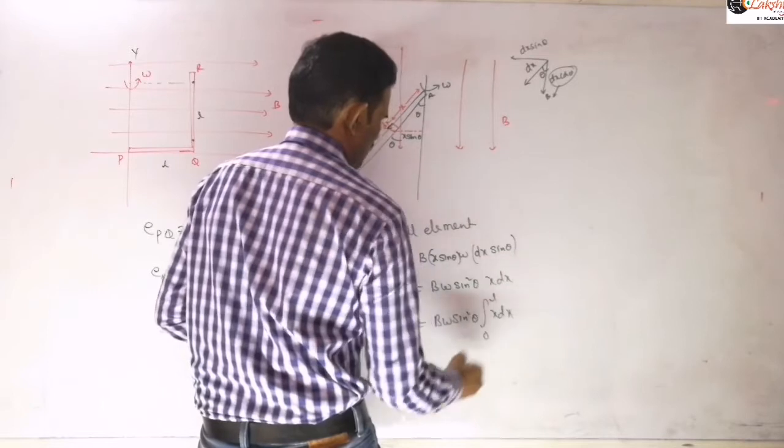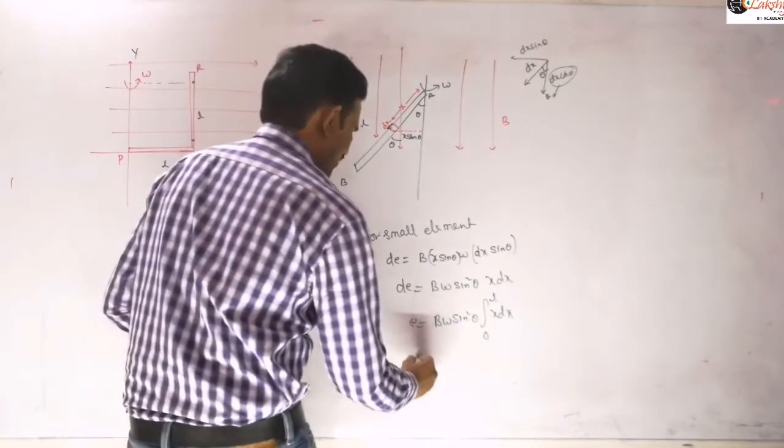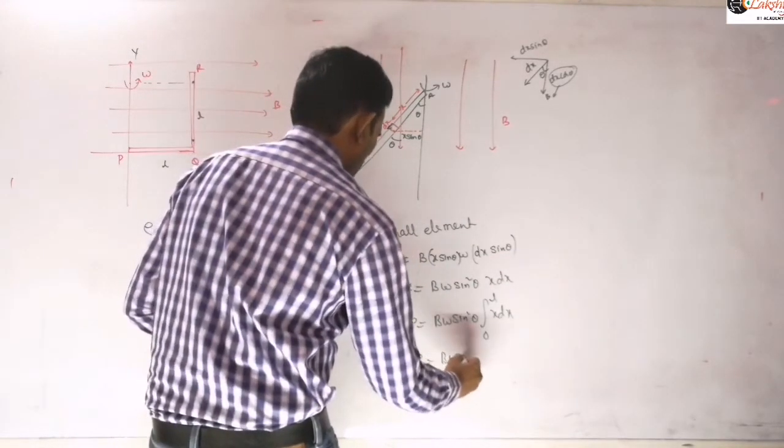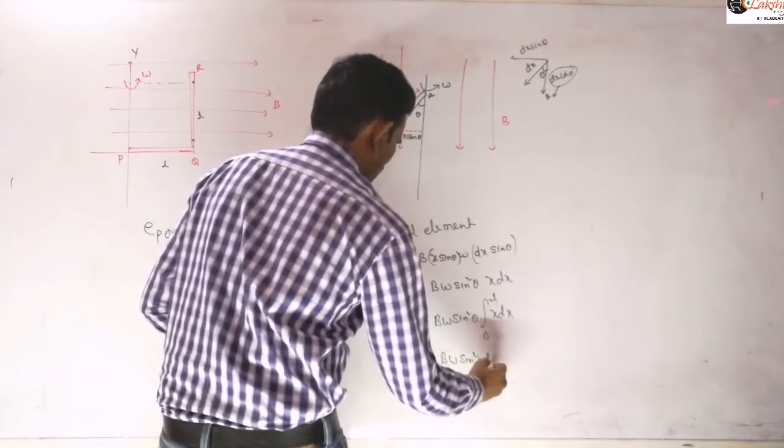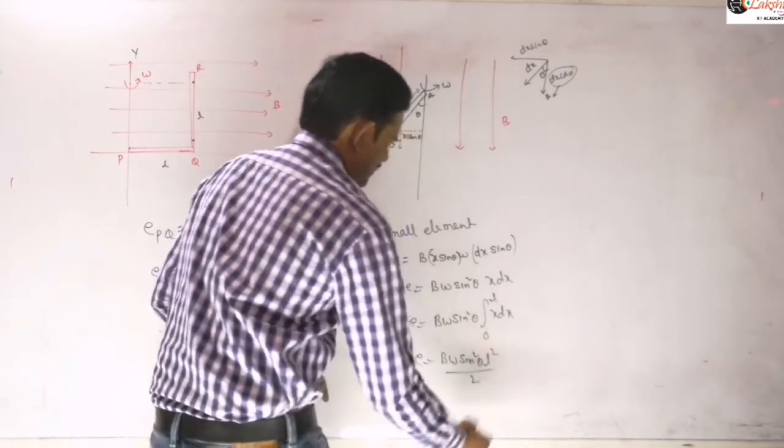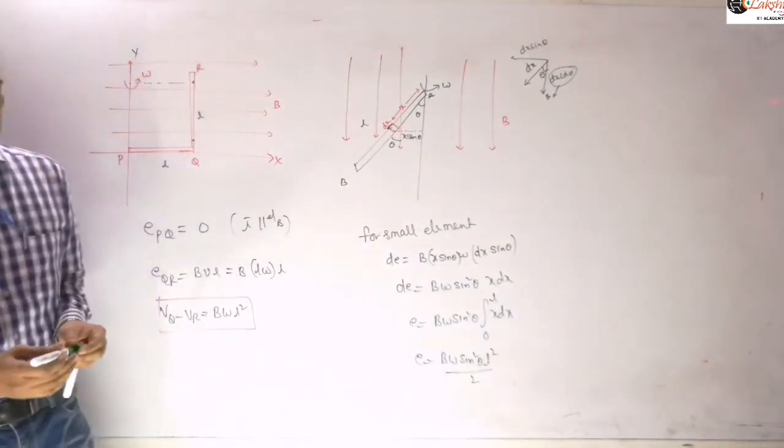Now x varies from 0 to L. So finally what we can write is B omega sine square theta into L square by 2. Right, so that is the induced EMF in that case.